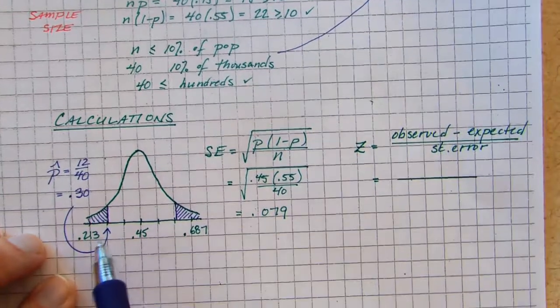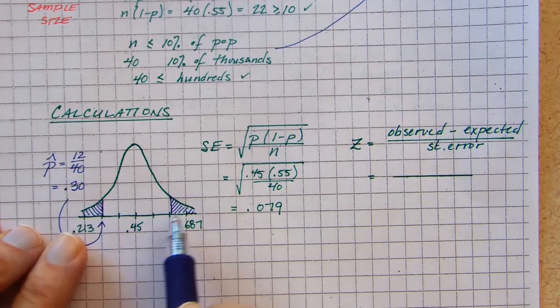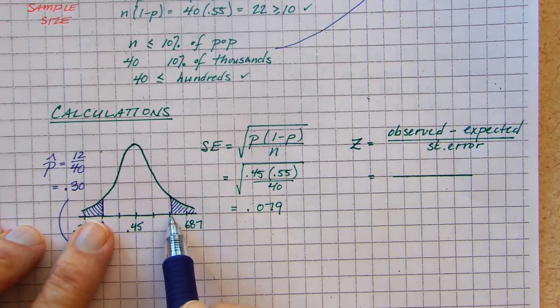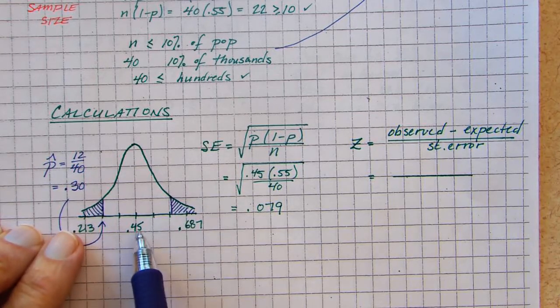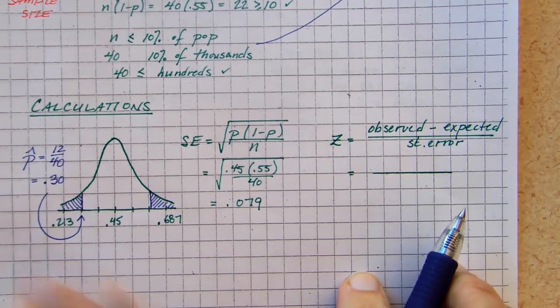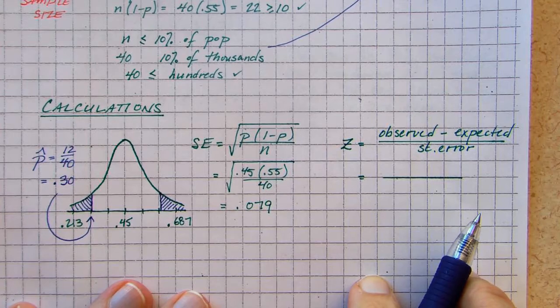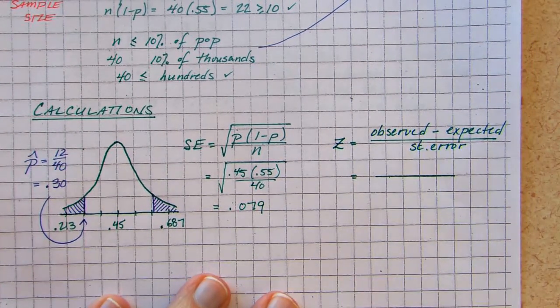So we're going to go ahead and shade the area to the left of 30%, but then we're also going to shade an area to the right. This would represent the chance that the sample is more than 15% away from the norm or the middle. So again, we call that a two-tail case. Now we're going to go through and calculate the z-score for this 30%.